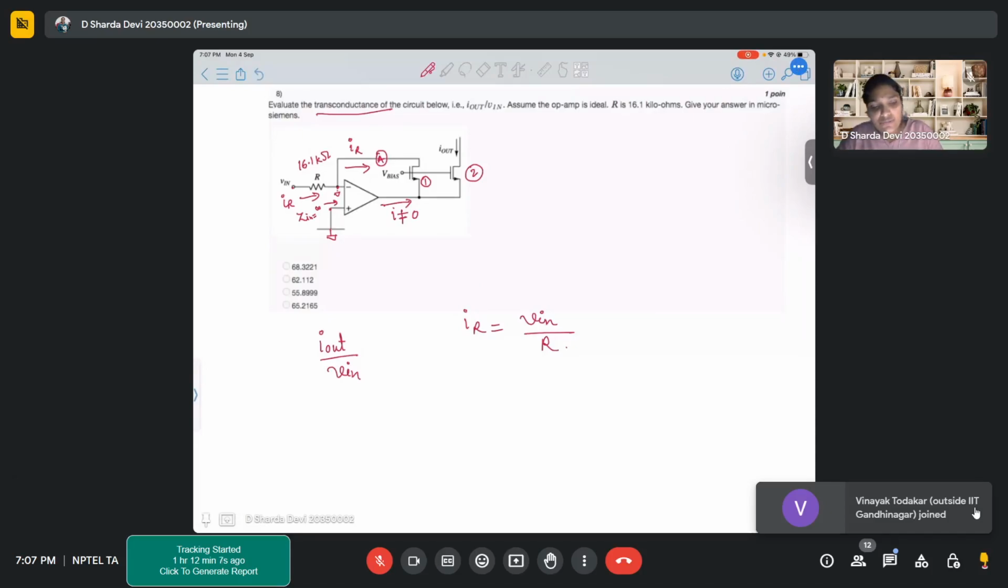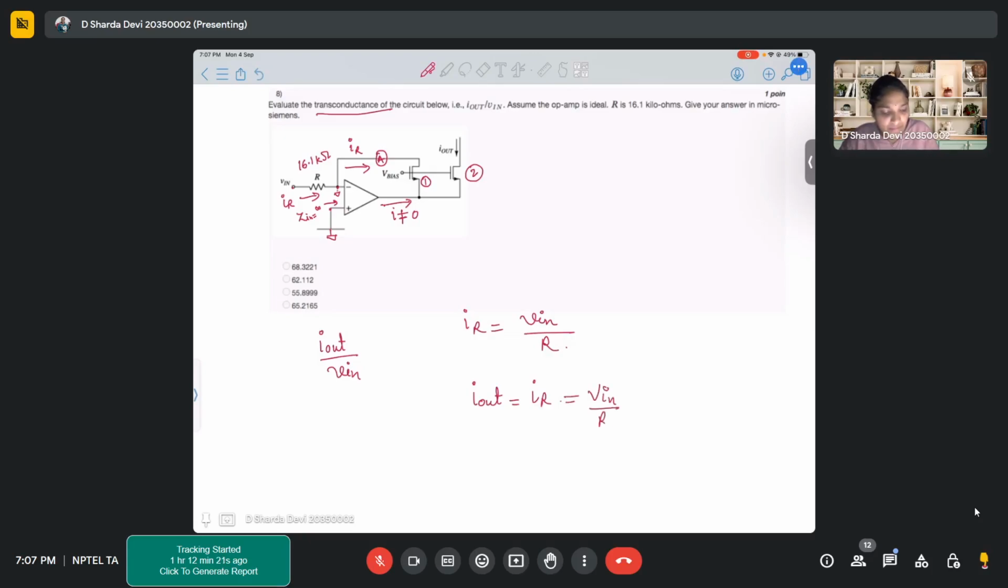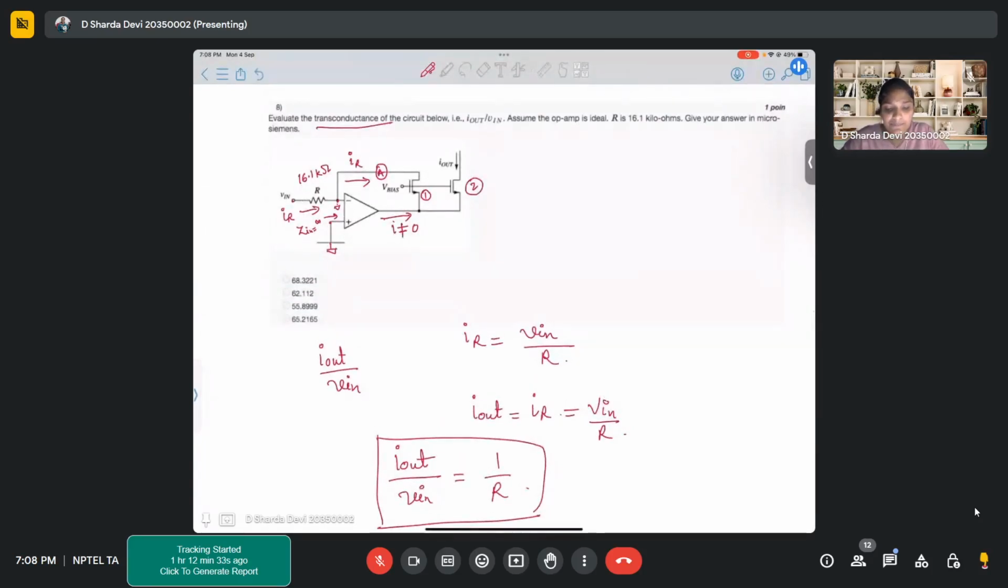So what will be the value of I out? V in by R, the same IR, which is V in by R. So what will be the value of I out by V in? 1 by R. This is what was asked: you have to find I out by V in. You got your I out by V in.